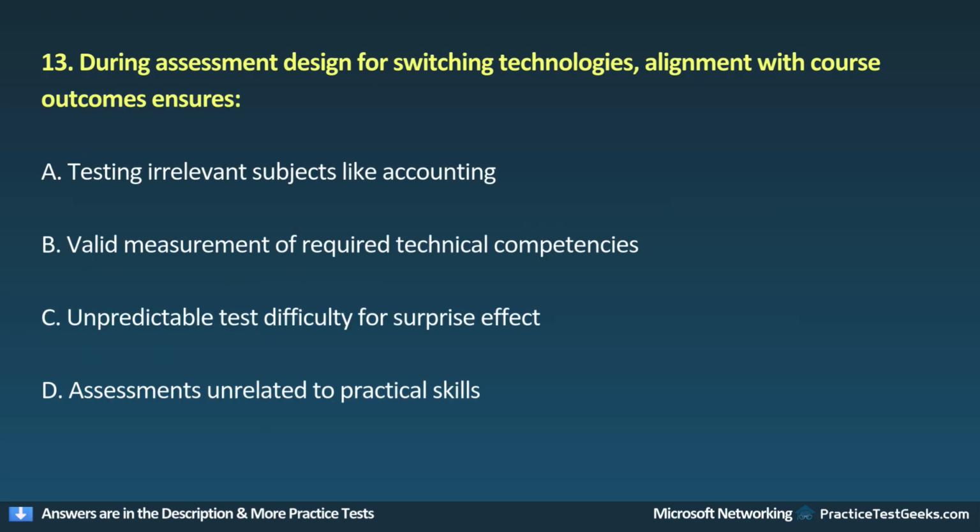13. During assessment design for switching technologies, alignment with course outcomes ensures: A. Testing irrelevant subjects like accounting. B. Valid measurement of required technical competencies. C. Unpredictable test difficulty for surprise effect. D. Assessments unrelated to practical skills.